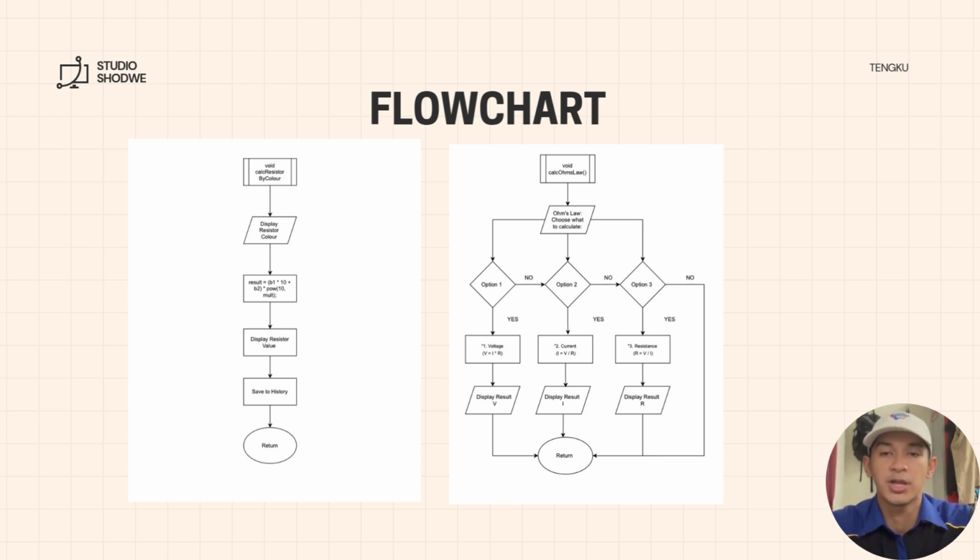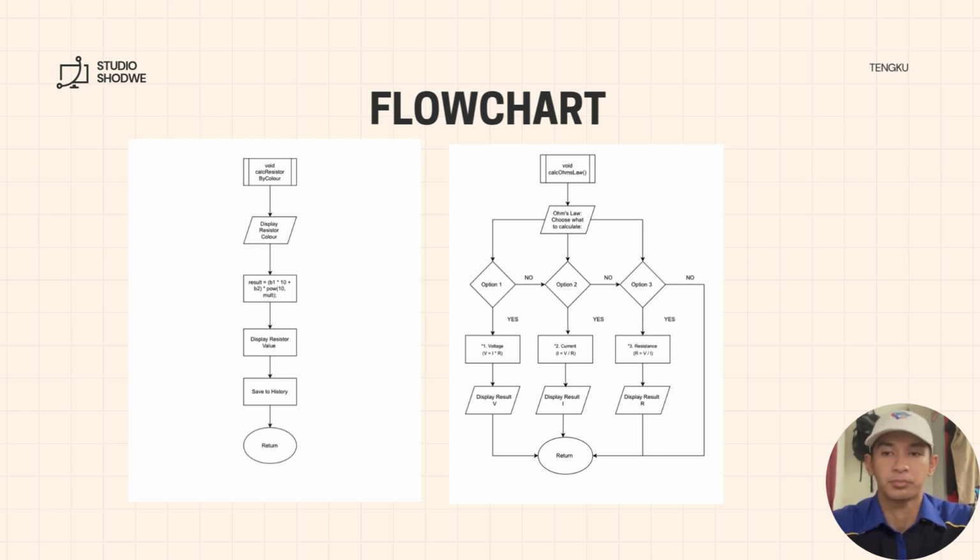For example, if the color code represents 4, 7 and a multiplier of 2, the result would be 4700 ohms. After the calculation, the result is displayed on the screen and saved into the history file. Then the user will return to the main menu to choose another option if needed.